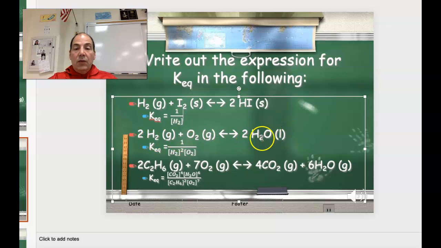In this reaction, we have a liquid over here. So again, I start with a 1. So now, products over reactants, I have hydrogen squared, or second order, if you will, times oxygen. And then finally, in this reaction, we do products over reactants. Now they're all gases, so I'm including it all. So I get carbon dioxide to the 4th, times water vapor to the 6th, divided by ethane to the 2nd, or squared, times oxygen to the 7th.